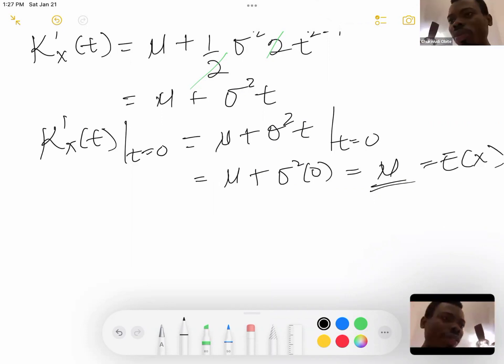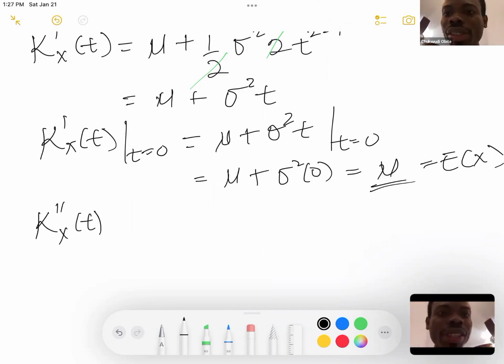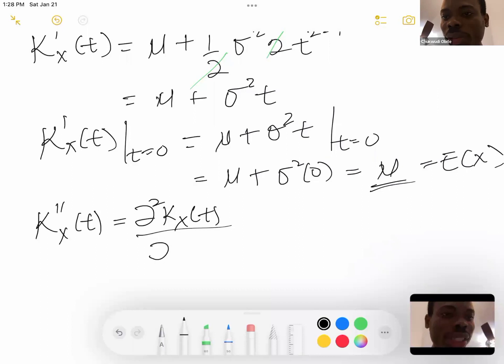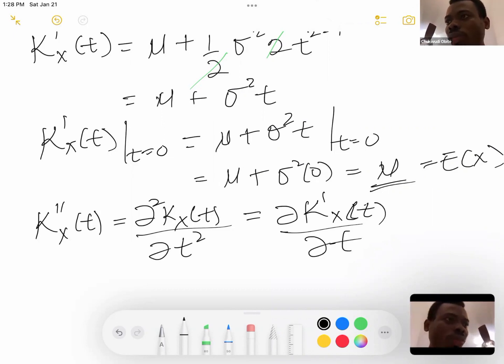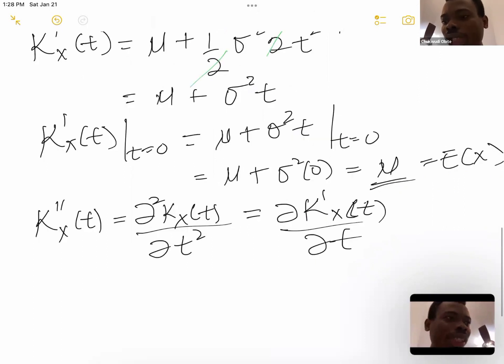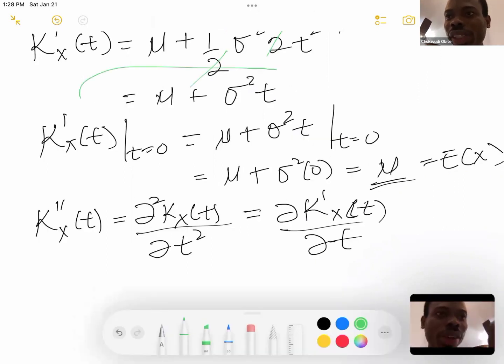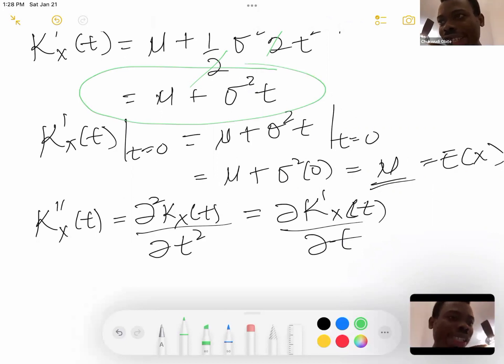So let's get the second cumulant. To get the second cumulant, I will differentiate the first cumulant again. That means I'll differentiate the cumulant generating function twice, which is the same thing as differentiating the first derivative, differentiate it again. That's what I mean. So this is what I got after differentiating the first time. So I have to differentiate that again the second time.